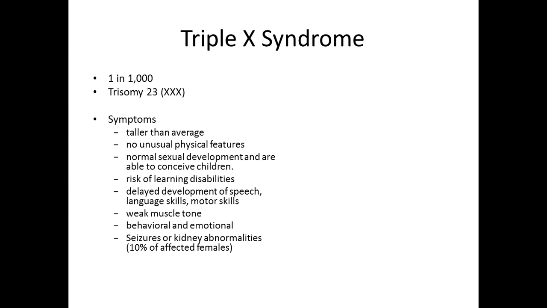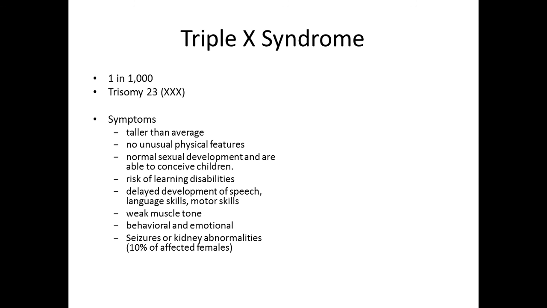The big thing about this, though, is they have a risk for a learning disability. Also, they usually have a delay in the development of their speech, so they really can't talk very clearly. Their language skills are poor. Also, their motor skills, which help you function and move, can be a little bit delayed in development. They also have a weaker muscle tone, so they really don't have a lot of muscle in their body. Well, they have some, but not built up.